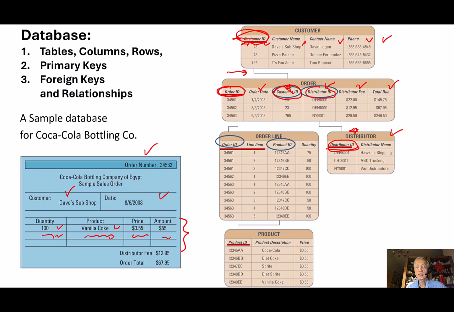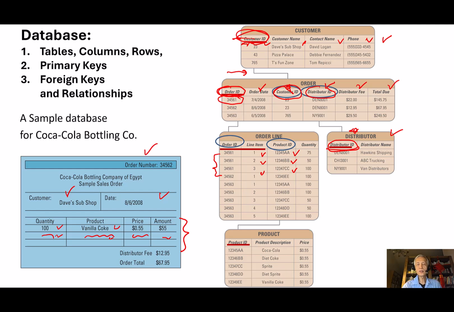For instance, we have an order. This order has 3 order lines. This order ID has 3 order lines. So we have line item 1, 2, 3, and we also know what product they have ordered. The only thing we need to know is the product ID.